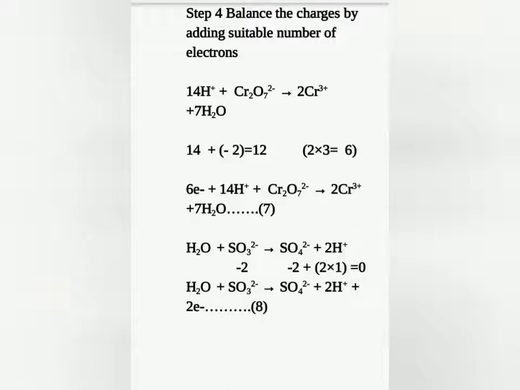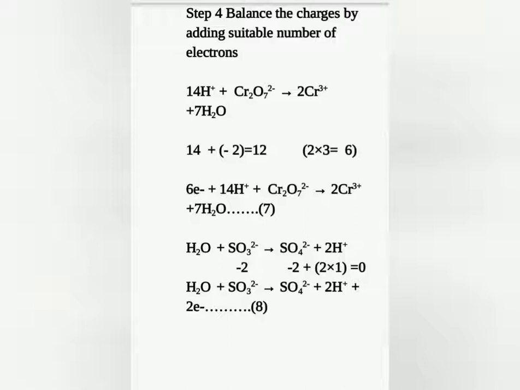On the right hand side we have Cr3 plus and 7H2O. 7H2O does not have any charge, but 3 plus is there for chromium. Since 2 chromium ions are there, we get positive 6 on the right hand side. So on the left hand side of the first equation we will have 12, and the right hand side we will have only 6. So which side has to get electrons? The left hand side. How many electrons? 6 electrons. So 12 minus 6 becomes 6, and both the left hand side and right hand side will have positive 6.